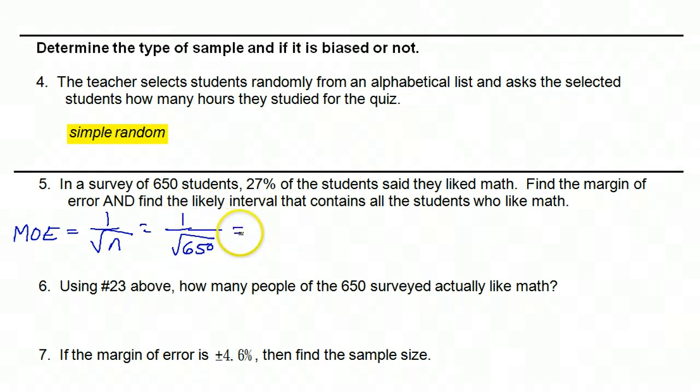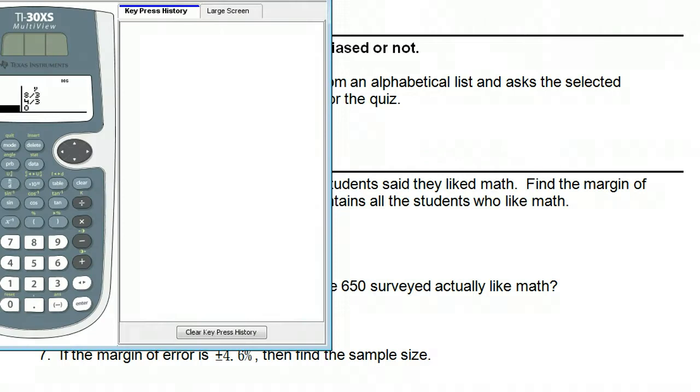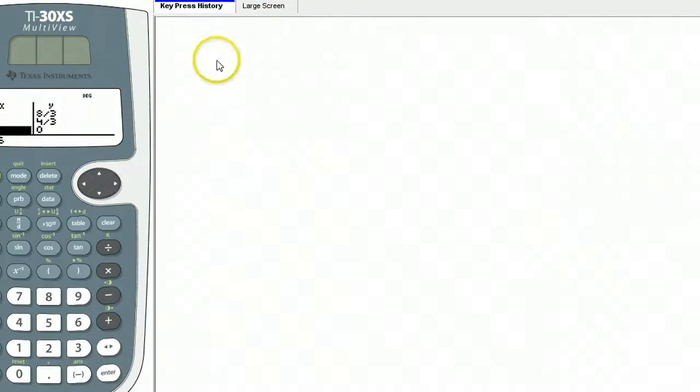All right, so let's go ahead and do this. So 1 over the square root of 650.